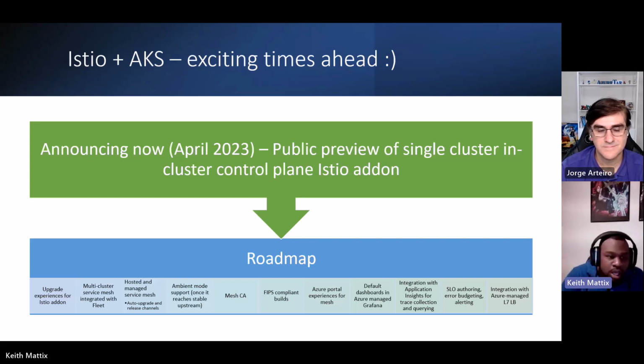Looking a little bit past GA, or maybe even in parallel, multi-cluster service mesh experiences with Azure Fleet. Azure Fleet is something we're seeing a lot of people really excited about to bring their multi-cluster management to the Azure cloud provider level. And so I'm looking at how we can bring Istio to that, and like I mentioned, having traffic failover between clusters and things of that nature. Hosted managed service mesh with some auto upgrade and release channels functionality is another thing that we're looking to accomplish. And then we also want to enable some ambient mode support once it reaches stable and upstream.